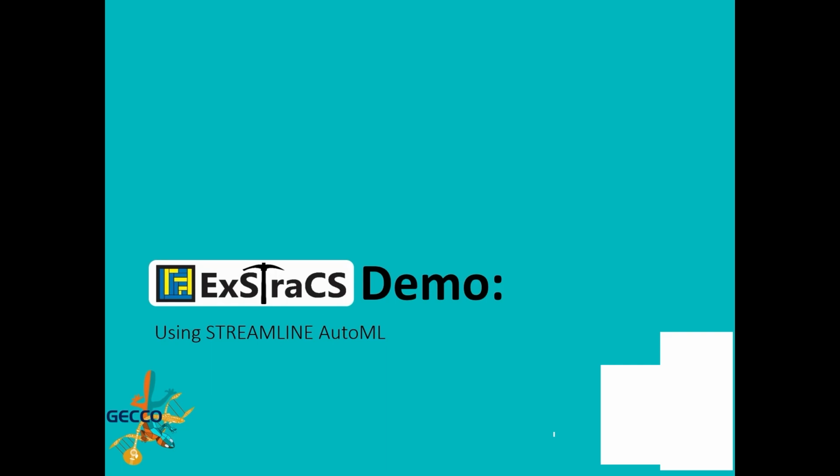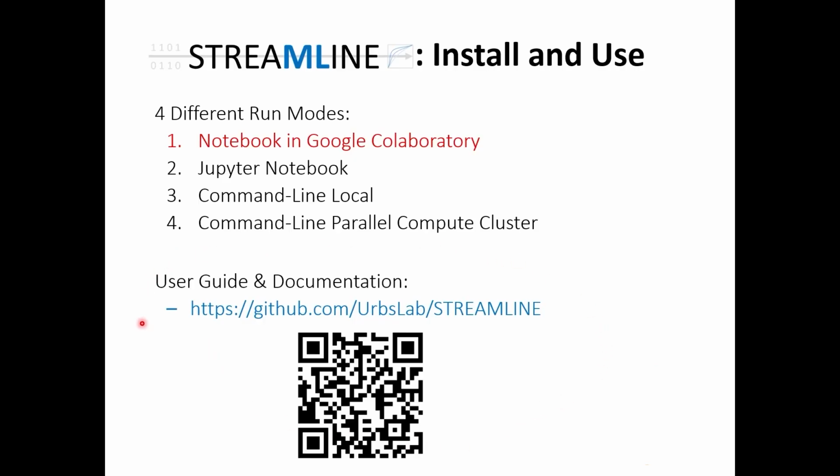I'm going to end by pointing you to a demo of STREAMLINE, allowing you to easily run different machine learning algorithms, including ExSTraCS, our rule-based machine learning algorithm developed for biomedical data science. Head to the STREAMLINE repository on GitHub for more information. But in summary, STREAMLINE provides 4 different run modes for different levels of user coding experience. You can run a very quick demo in Google Colaboratory without any knowledge of coding at all, or you can run it in a Jupyter Notebook on your local PC, or run it from the command line, as well as in a computationally efficient manner on a parallel computing cluster.